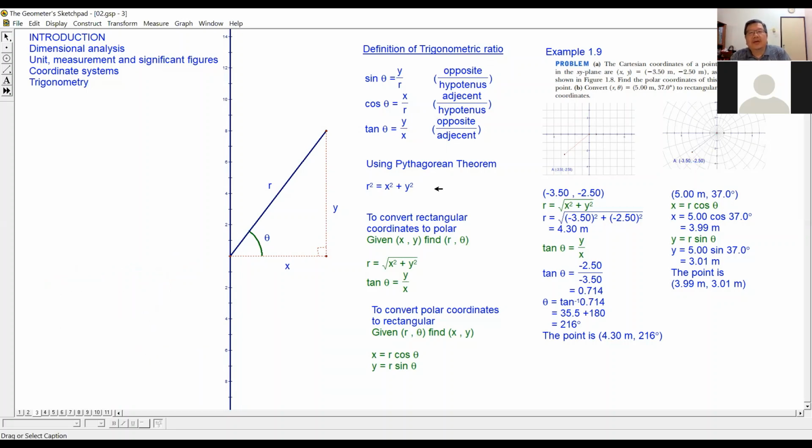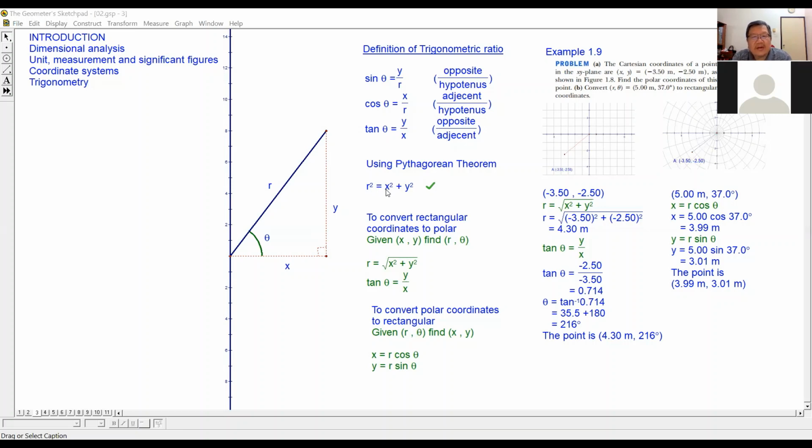Okay, so how do we get the relationship between our polar coordinates and the rectangular coordinates? First, we use Pythagoras theorem to relate them. Pythagoras theorem is a square plus b square equals c square. So the sum of the squares of the sides is the square of the hypotenuse. This is the first relationship. Let's say you are given the rectangular coordinate system and you want to find the radius of the polar system, then you use this formula here.